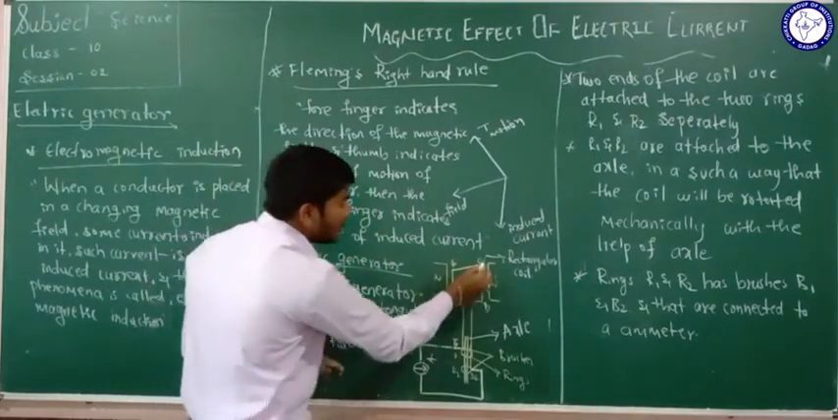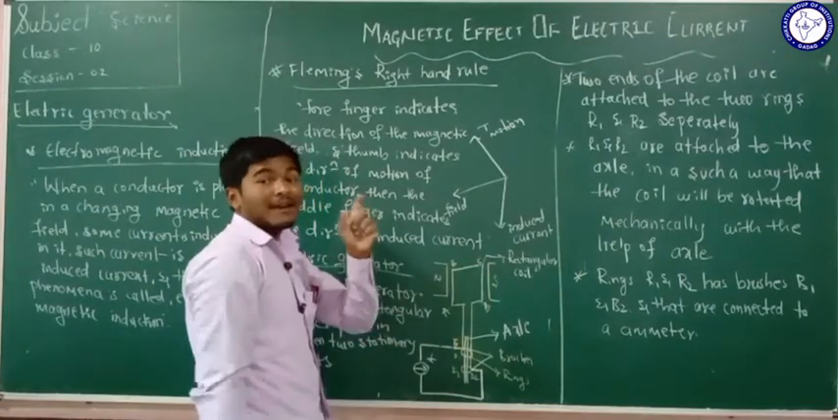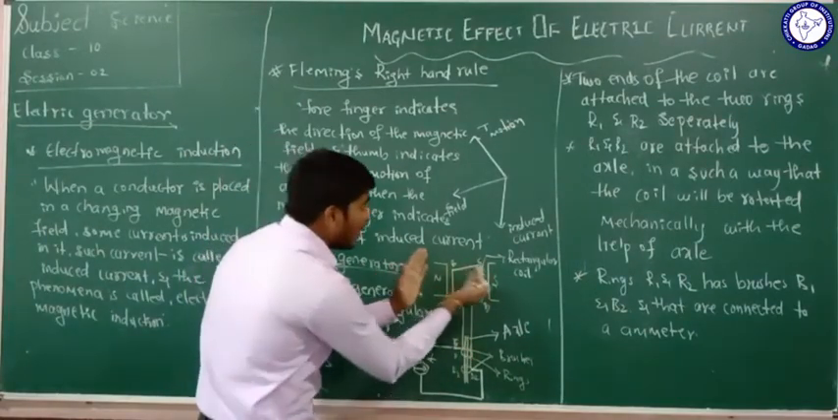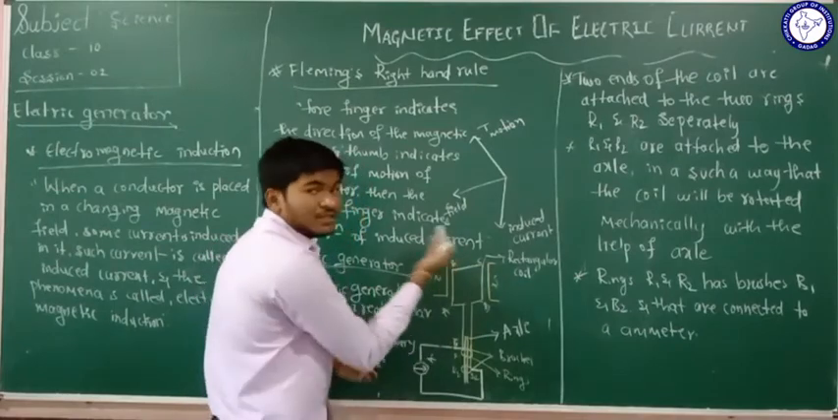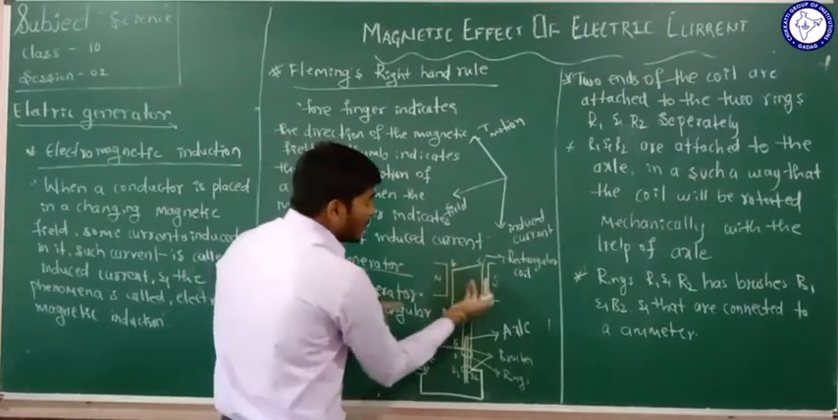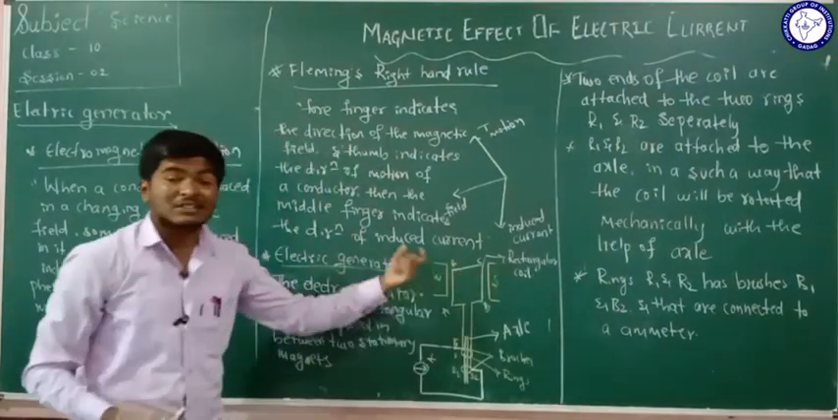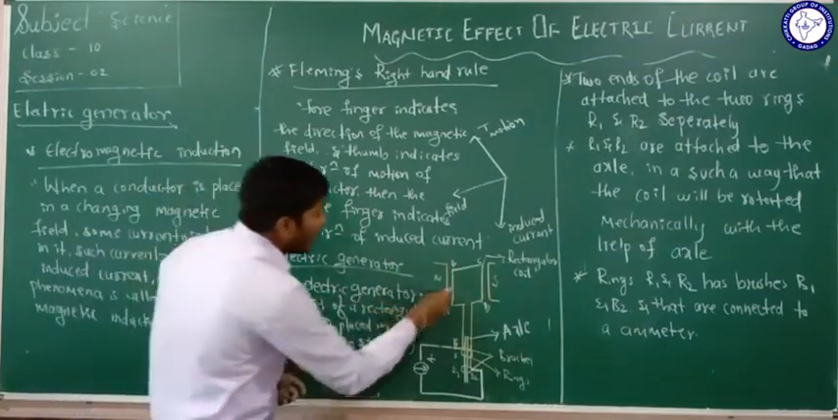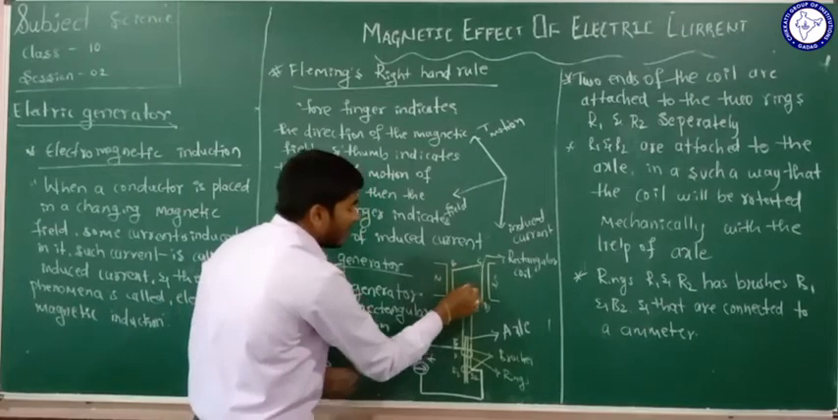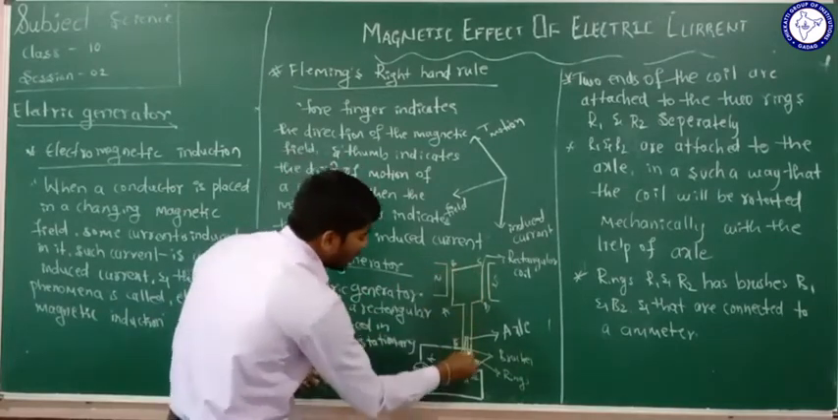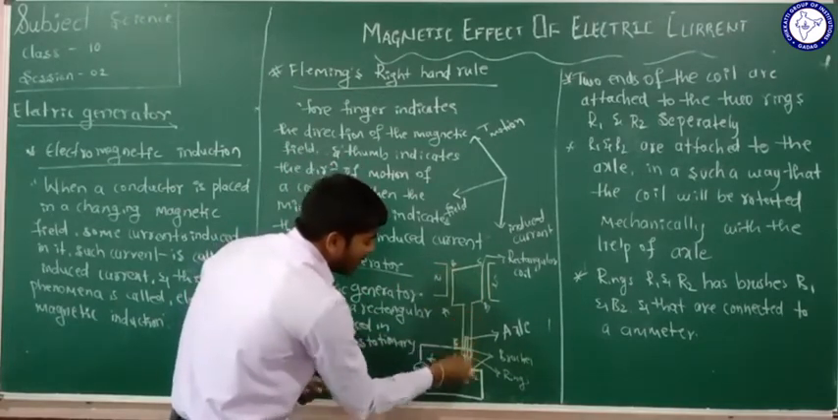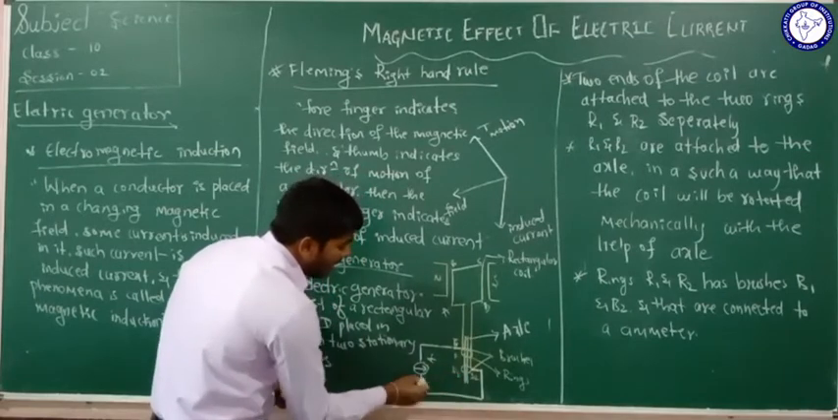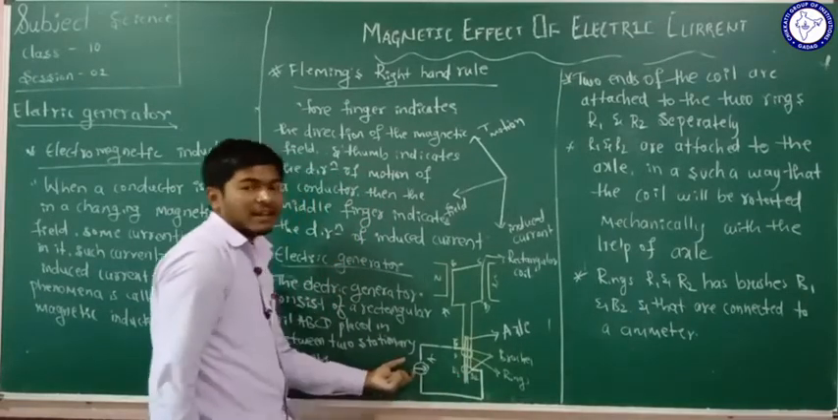The magnetic field is constant here, and the conductor is continuously changing its position. So due to the change in the position of the conductor in the magnetic field, current will be induced here, and that current flows through the two ends of this coil, and then we get the deflection in the ammeter.